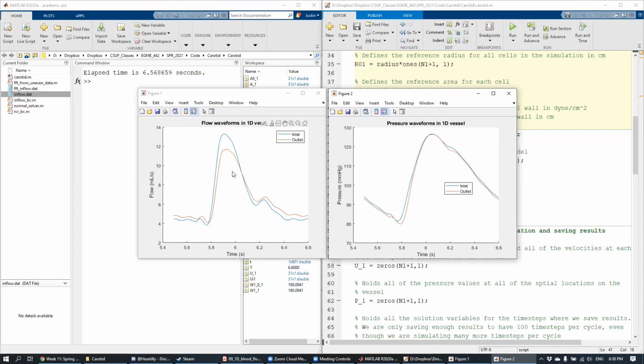Because what did we say before about flexible walls? If the walls are flexible, what can happen is that they can temporarily store flow. And then, once the heart is relaxing, it can eject that flow, right? And so that's what you see here.